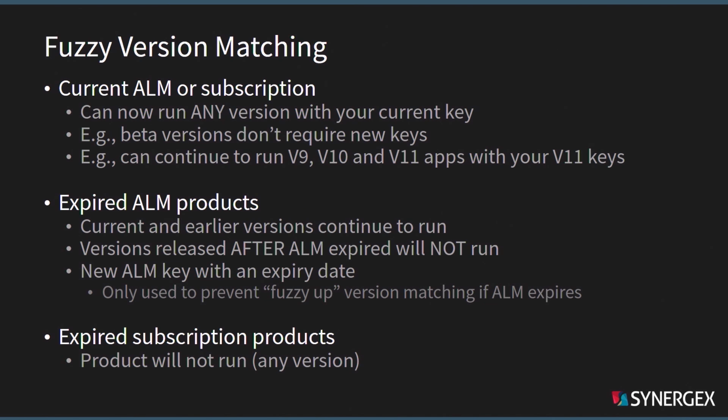Now, once you've got your version 11 keys, and assuming you have a current ALM or subscription, those keys will be good for any version of the product, even future versions, as long as your subscription is valid. So you can take your version 11 keys and get Synergy version 12, and as long as you're still under ALM or subscription, you're good to go. You will get V12 keys through the normal process, and they'll get upgraded, but you don't necessarily have to have them on there ahead of time. The version 11 keys will allow you to run earlier versions and or later versions.